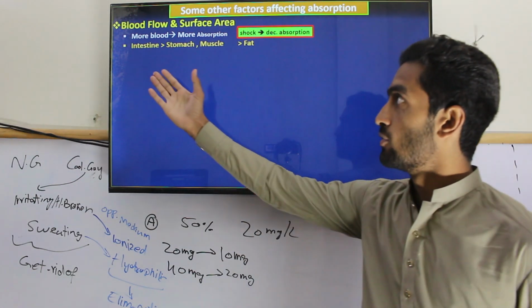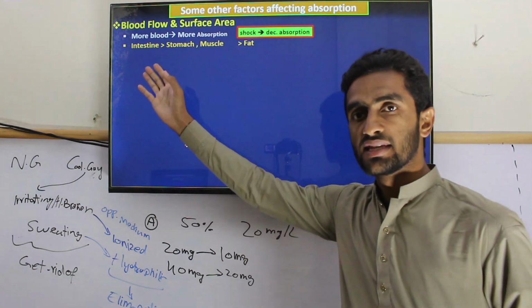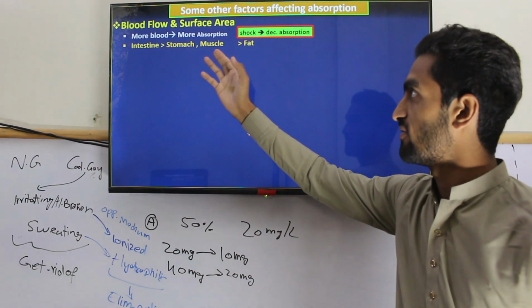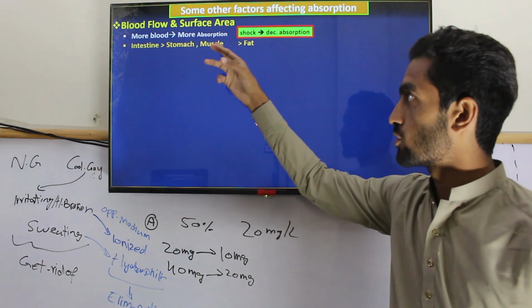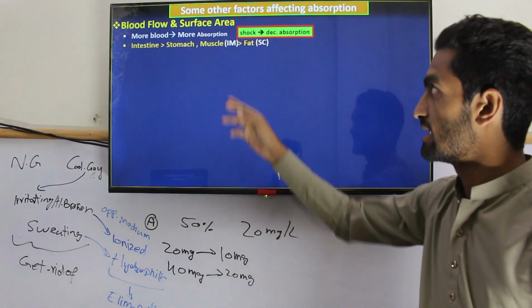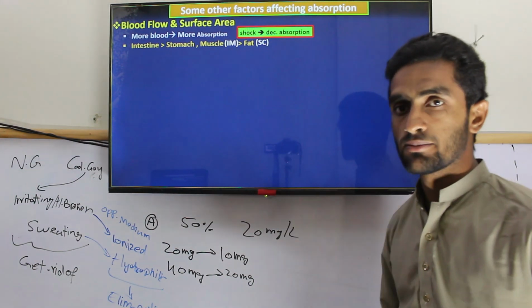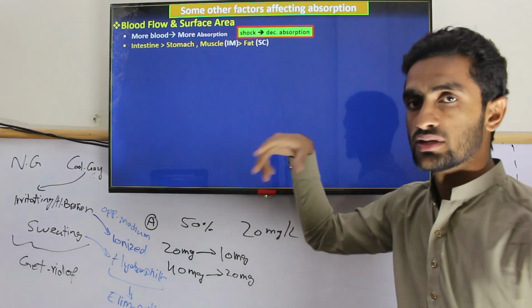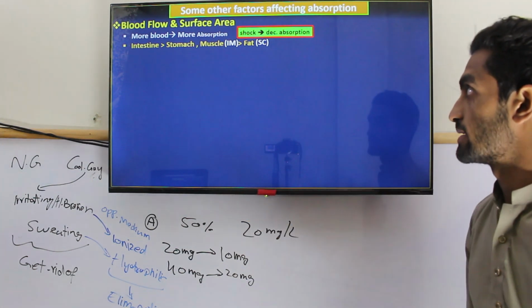Intestine has more surface area, so that's why its absorption will be higher than the stomach. Same in muscle and fat. Why? Because muscle has more blood supply as compared to fat. So when you compare intramuscular with subcutaneous, muscle has more blood flow, so more absorption as compared to the fat.